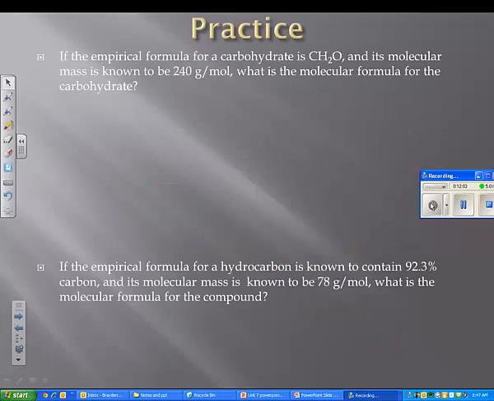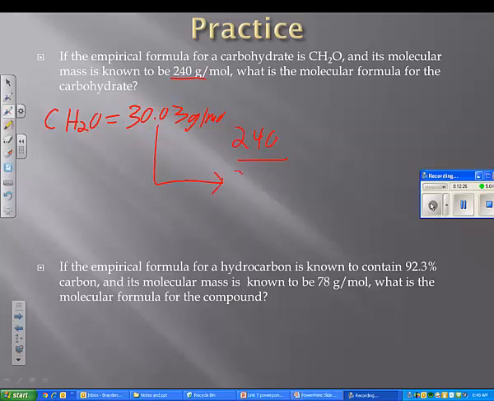Alright, so if the empirical formula for a carbohydrate is CH₂O and its molecular mass is going to be 240, what is the molecular formula for the compound? Well, so here we go. CH₂O. First, you got to find that molar mass, which equals 30.03 grams per mole. So then you do the molecule's molar mass, 240, over the empirical formula's molar mass, 30.03, which gives you 8 empirical formula units. Then you take that 8, multiply it by the subscripts in the empirical formula, and you get C8H16O8. See, these aren't too bad.